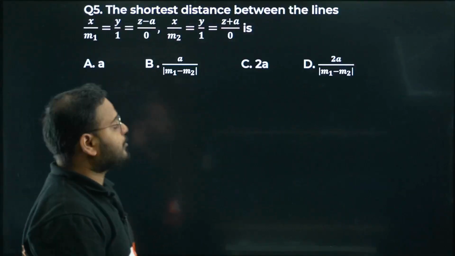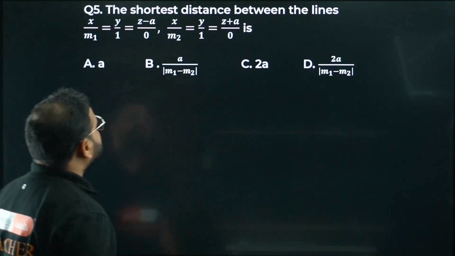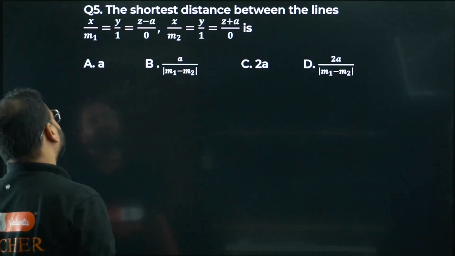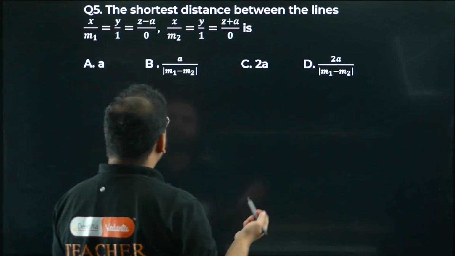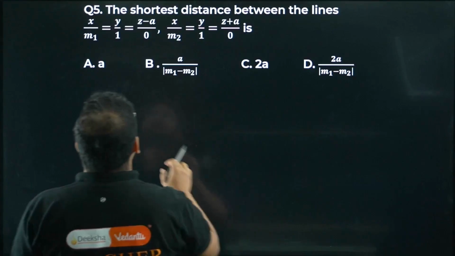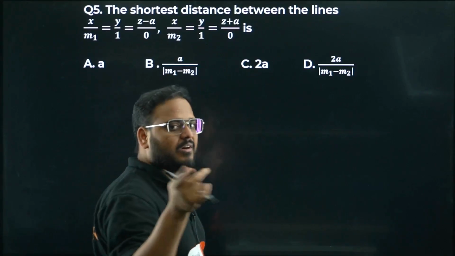Let's move on now. Question number 5, and the last question of the day. We'll complete this and we'll complete our session today. The shortest distance between the lines given like this will be how much? Let's solve it. We're going to use this Cartesian form only. Let me do it in the form of vectors, it'll be easier for us.